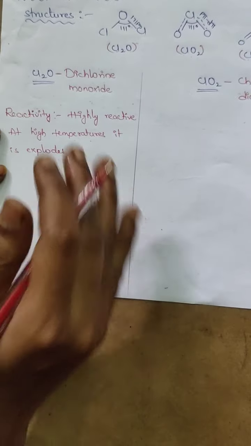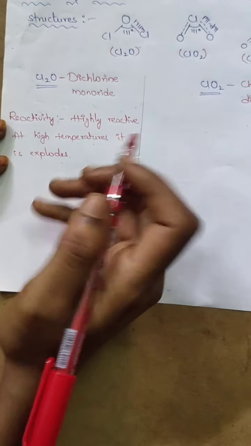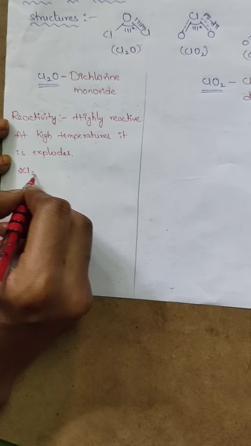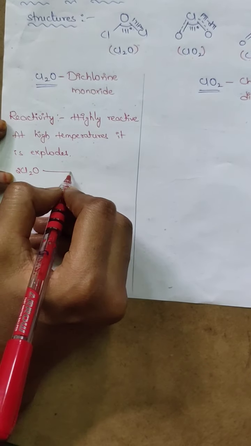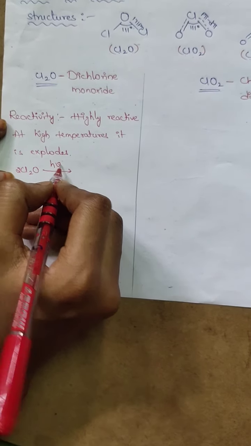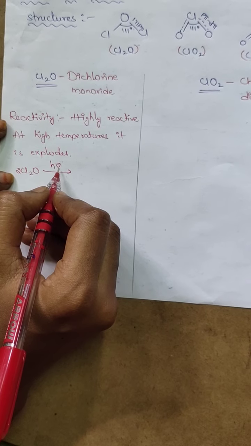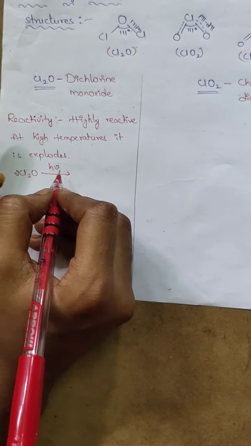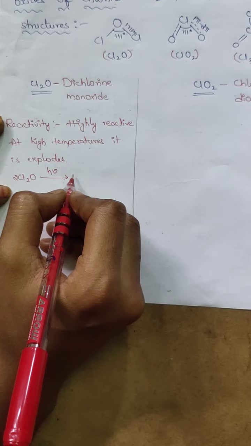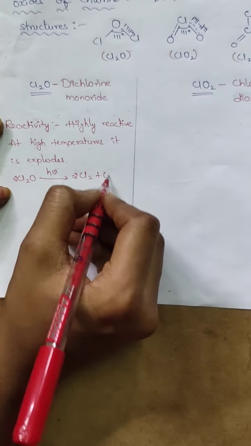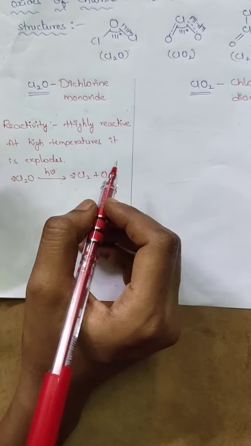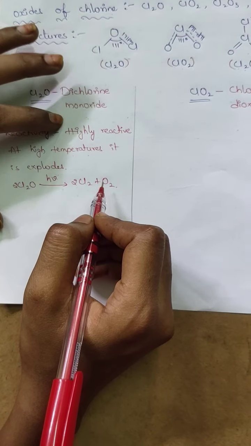Next, it undergoes photochemical decomposition, meaning whenever this dichlorine monoxide undergoes photochemical decomposition, this symbol is for the photochemical reaction, it gives chlorine and oxygen. This is about the reactivity of dichlorine monoxide.